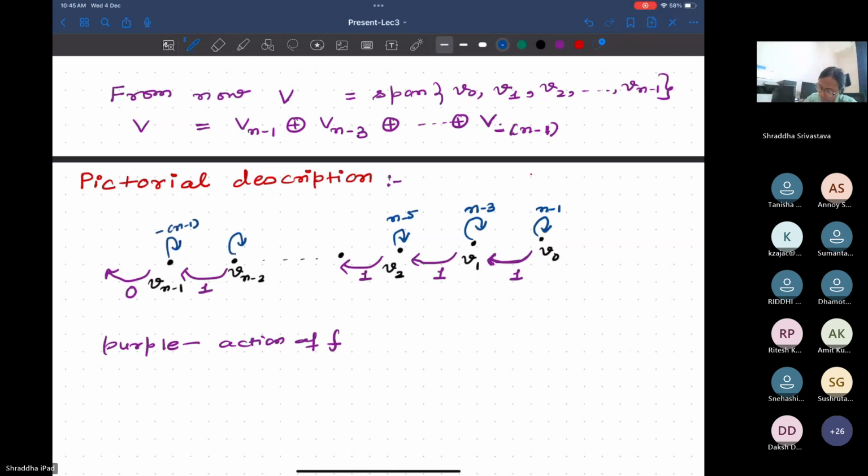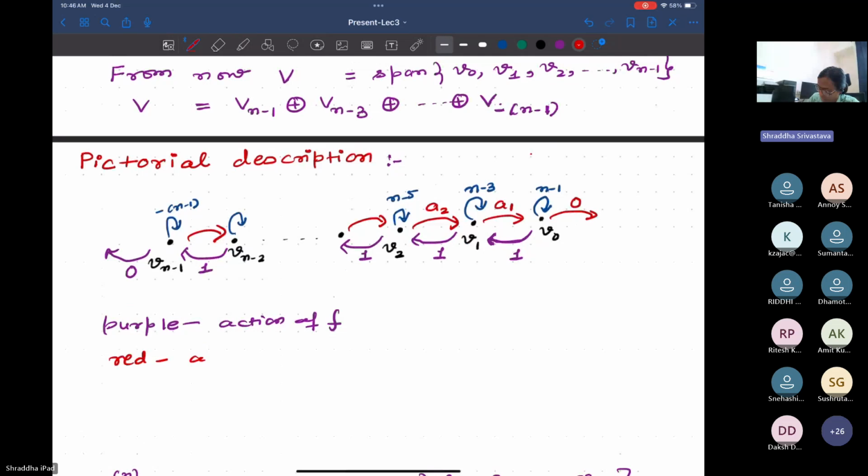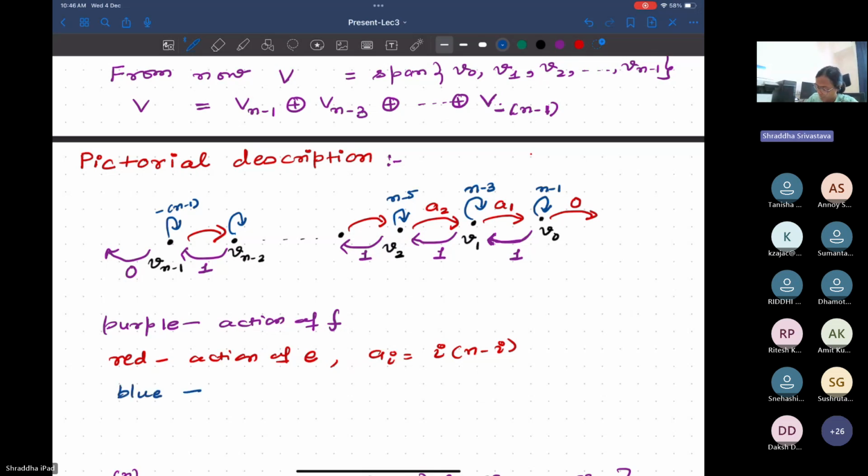Down to minus n minus 1. Okay, now let us go to the action of E. E is killing V0, so I'm going to write 0 here. E sends V1 to V0 up to some scalar, so I'm going to write the scalar A1, and then it sends V2 to V1 up to some scalar. The red is for the action of E, and here the scalar is i times n minus i. You can just check that this is exactly what we have computed, and the blue is for the action of H.